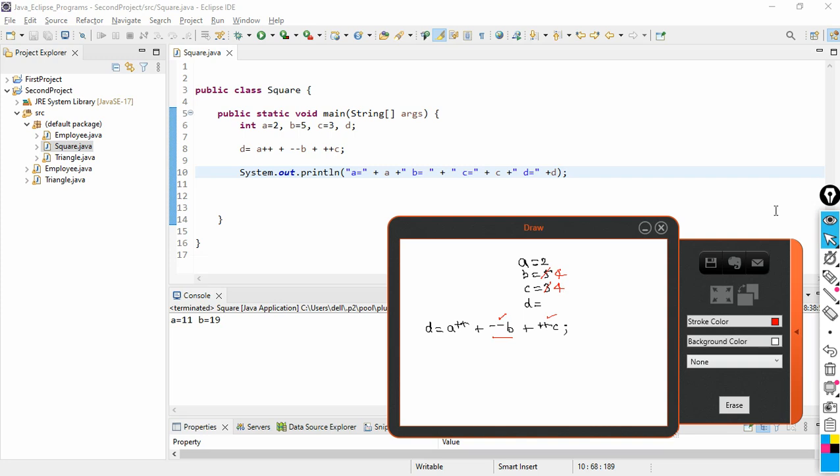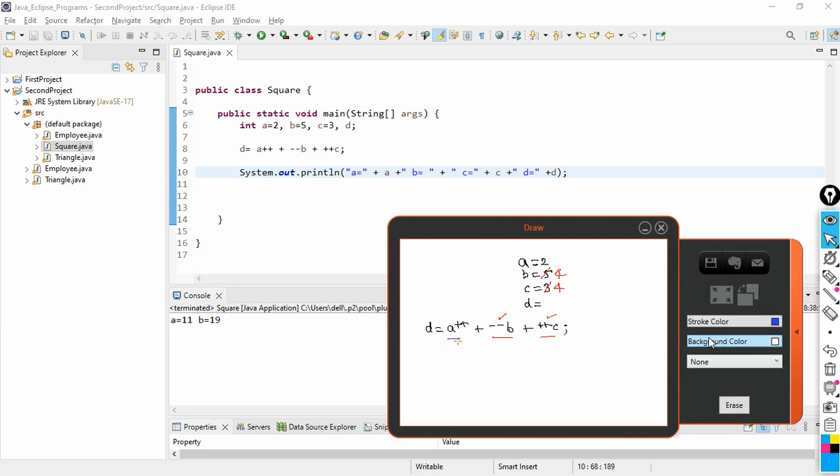B is decremented, so it becomes 4. C is incremented, therefore it becomes 4. Completed. So all prefix operators we have calculated. Now calculate the formula. Tell me what is the value of a, b, c. You substitute and you do calculations.